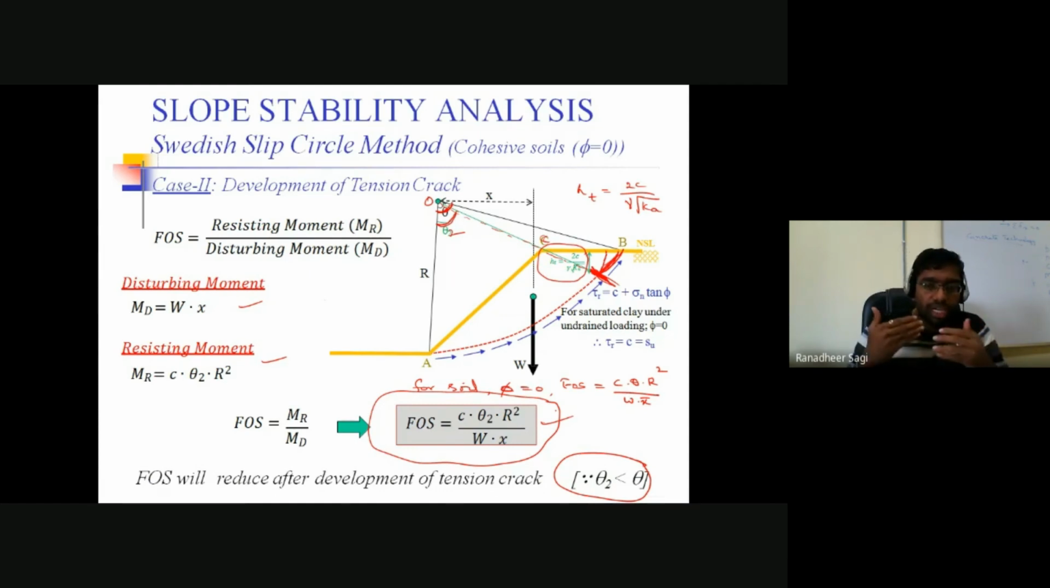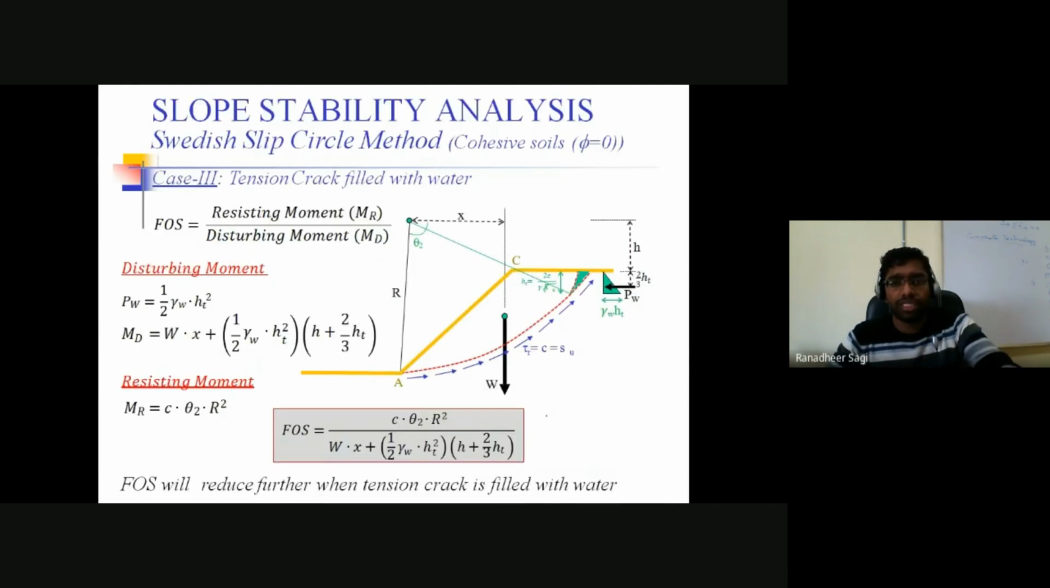Okay, so where do I come across the difference in what I am trying to talk about? In the denominator of your expression for factor of safety, the moment which is driving or disturbing your failure, how much is that moment, or otherwise I can call it your disturbing moment or the driving moment, which is trying to drive the soil in the downward direction? So that moment is additionally increasing because of the additional force which is coming in due to the water which got accumulated in your crack region. Okay, let's quickly understand what it is that I am referring to.